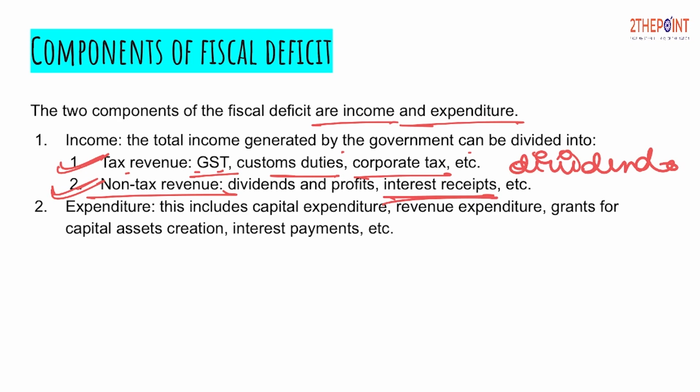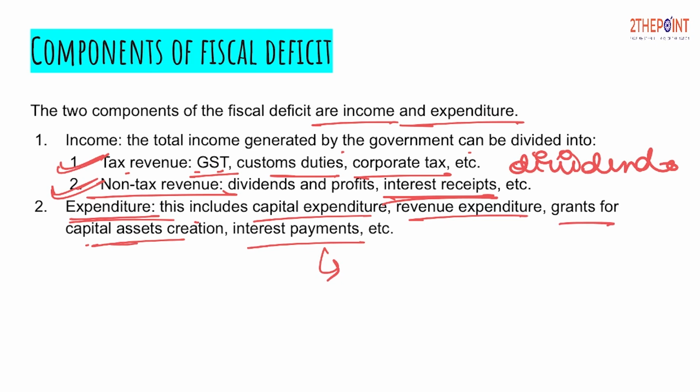The other component of fiscal deficit is the expenditure, which is the major and the main part of the fiscal deficit. This includes the capital expenditure, revenue expenditure, grants for capital asset creation, and interest payment. Interest payment on the loan which we have taken. Here in the income, we were getting the interest. Now certainly a government takes loan from a foreign government or from internally, so they have to pay interest on it. So the interest payment that it makes comes under the expenditure.